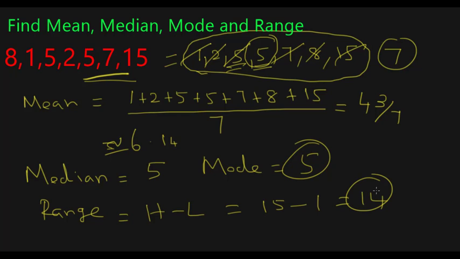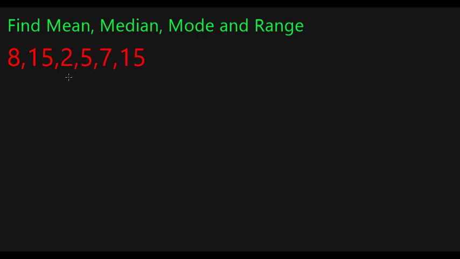Okay, next we will solve a different problem, a different data set. I got a new data set. Now we need to find mean, median, mode and range for this data set. What is the first step? You need to write the numbers in ascending order. So 2, 5, 7, 8, 15 and once again 15.